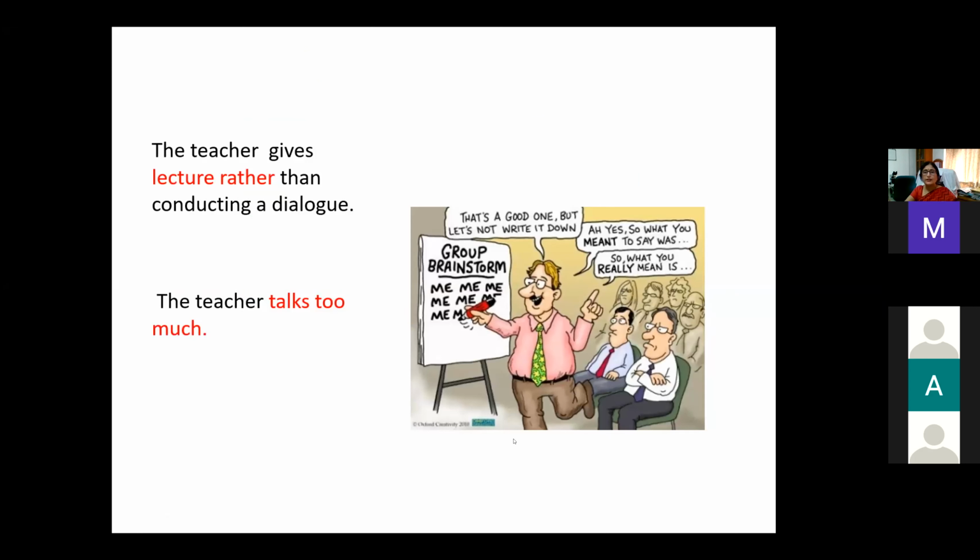Another important thing is that you may behave in this fashion, that means a teacher gives a lecture rather than a dialogue. So in a small group discussion, there should be participation from both sides. But if you are not allowing others' ideas to come in, and if the teacher himself is talking too much, then again that small group discussion ultimately will just become a lecture.